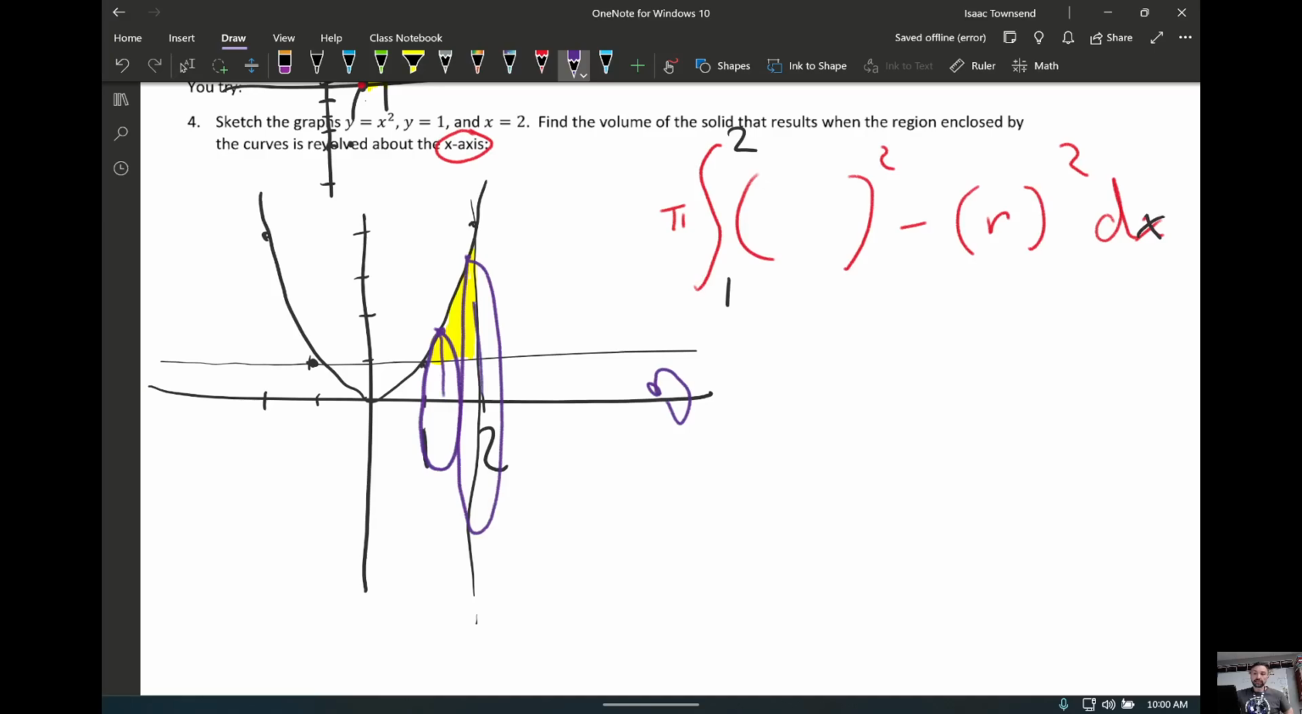Each of those radius lengths are the x-axis to the function, x-axis to the function, which is what we call y, but we need to put that in terms of x. Y is equal to x squared.